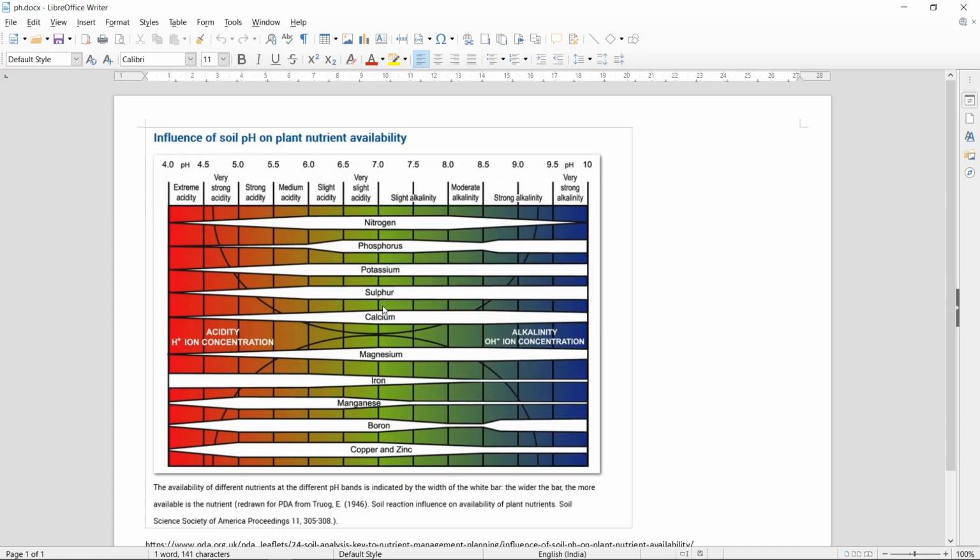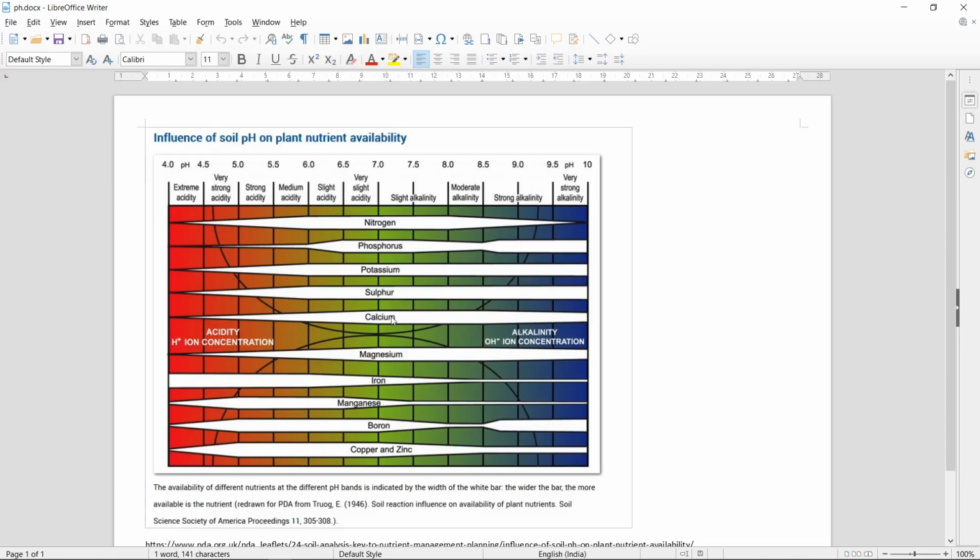Let us see some other minerals, nutrient concentrations for plants, which are available when soil is more acidic, and which are more available when soil is more alkaline. Remember, pH means the negative logarithm of hydrogen ion concentration. The greater the share of hydrogen ion concentration, the greater is the acidity, and the greater the share of hydroxyl ion concentration, the lower the share of hydrogen ion concentration, so alkalinity increases.